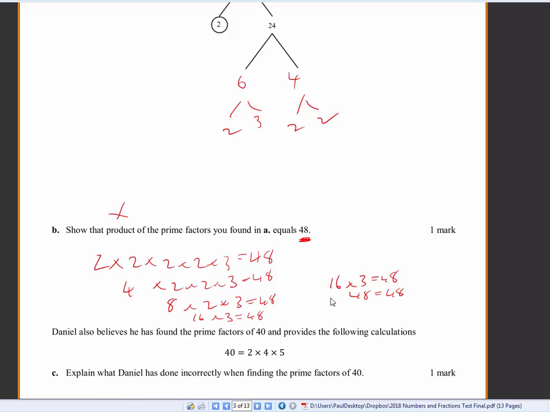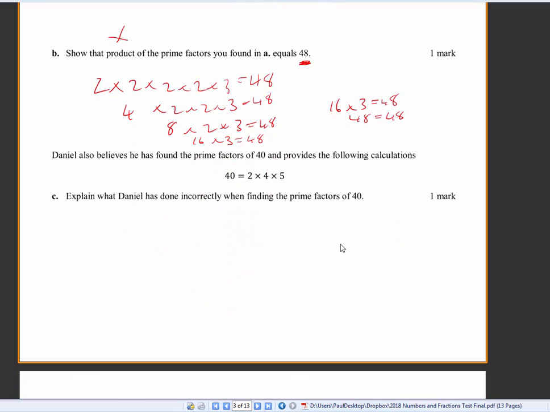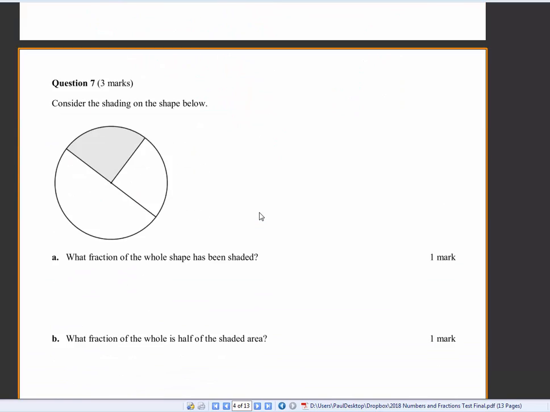Alright, so Daniel also believes that he's found the prime factors of 40 and provides the following calculations. So we've got 40 equals this. Now he's actually right, because 2 times 4 is 8, 8 5's are 40. But what's he done incorrectly? Well, hello, 4 is not a prime number. So 4 is not prime, therefore not a prime factor of 40.